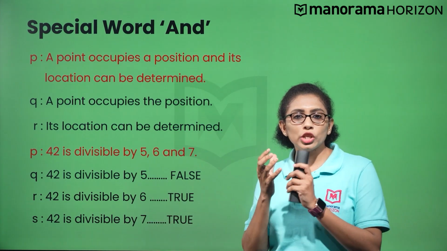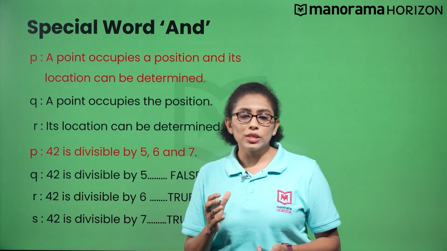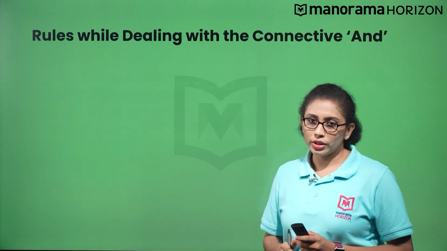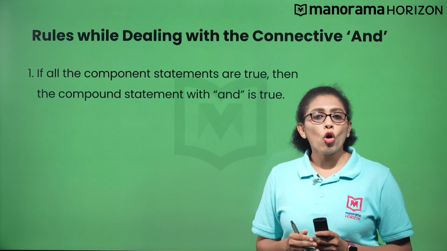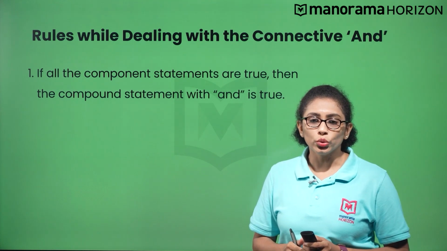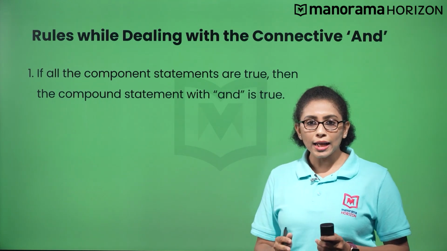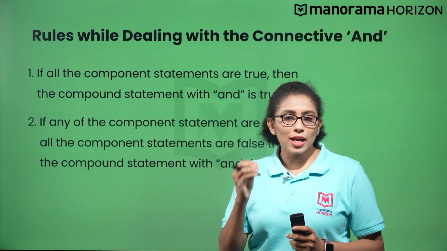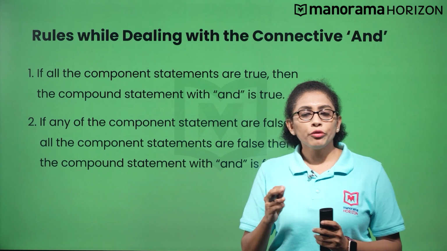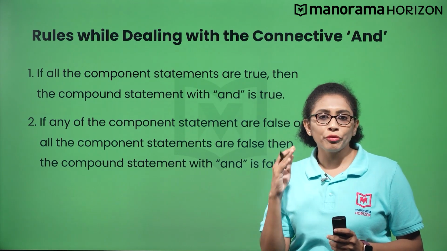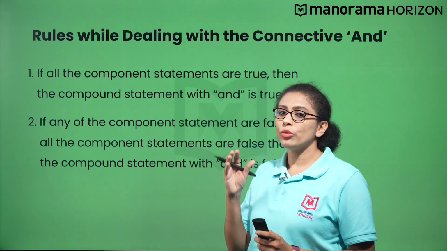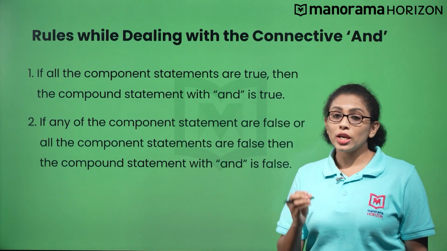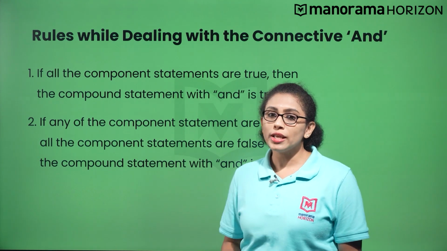So from the result, we should remember the two rules while dealing with the connective "and". The first one: if all the component statements are true, then the compound statement with "and" is true. If any of the component statements are false, or if all the component statements are false, then the compound statement with "and" is false. Now, let us concentrate on a few examples on each case.